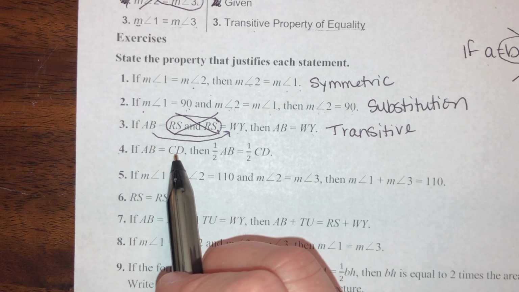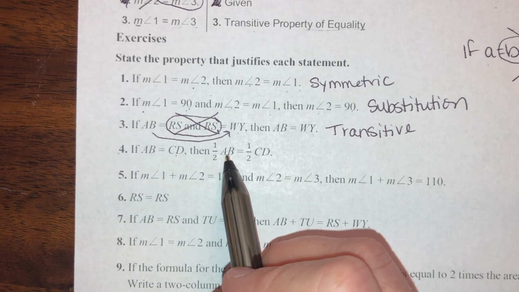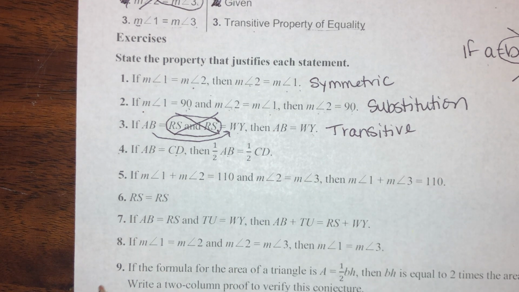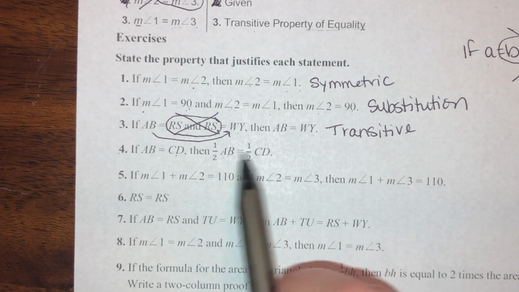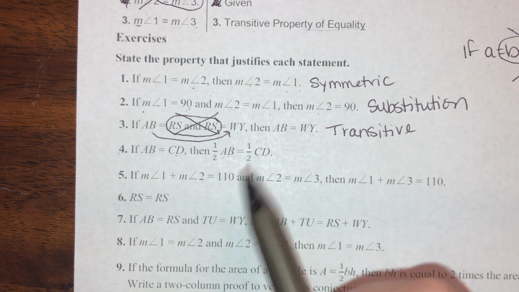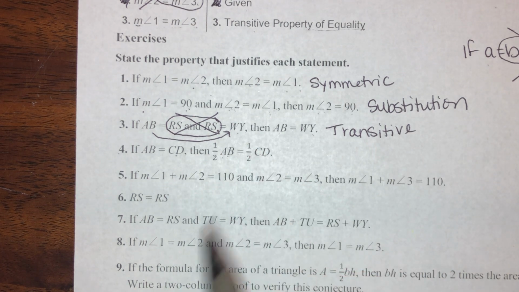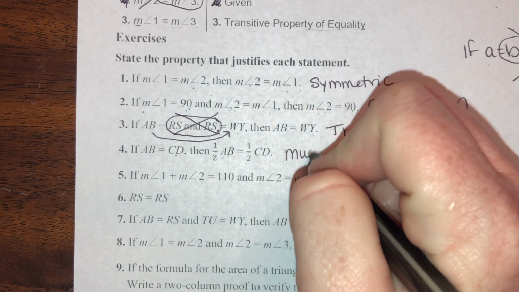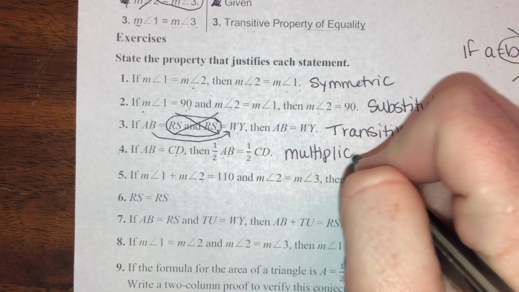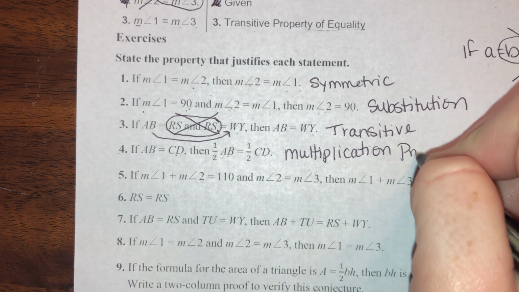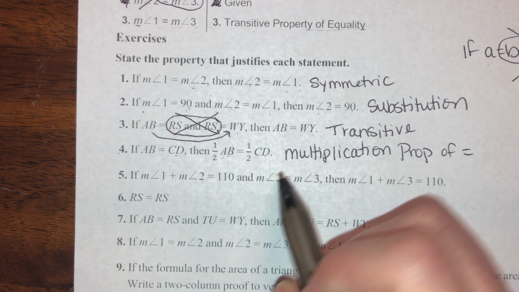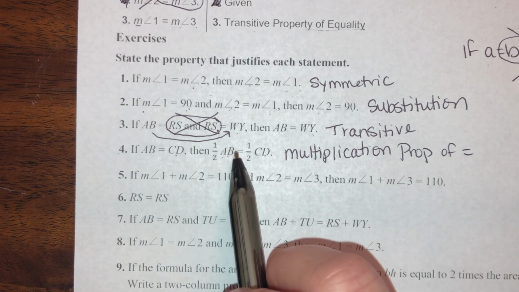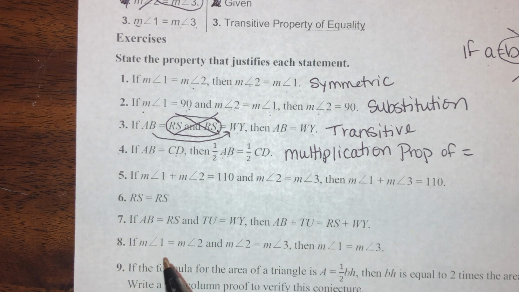4, if AB equals CD, then 1/2 of AB equals 1/2 of CD. So you could look at this 2 ways. You could either say that we multiplied both sides of our equal sign by 1/2, or you could say that we divided both sides of our equal sign by 2. Since they wrote it this way, it looks like a multiplication problem, so I'm going to say this is the multiplication property of equality. But if you said this is the division property of equality, you wouldn't be wrong because you are actually just dividing both sides by 2 when you take half.